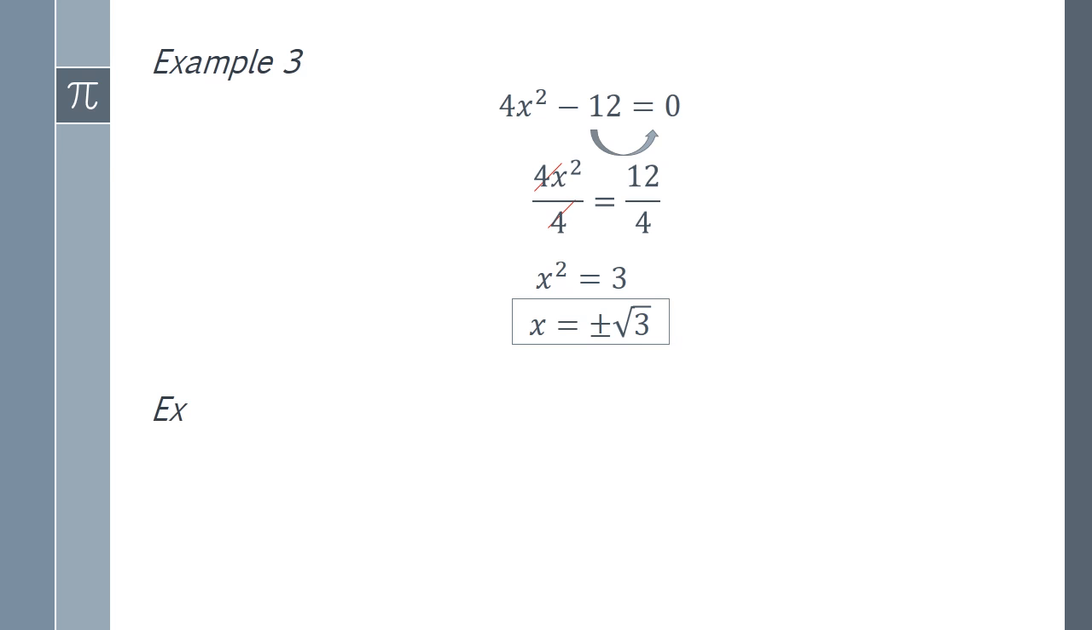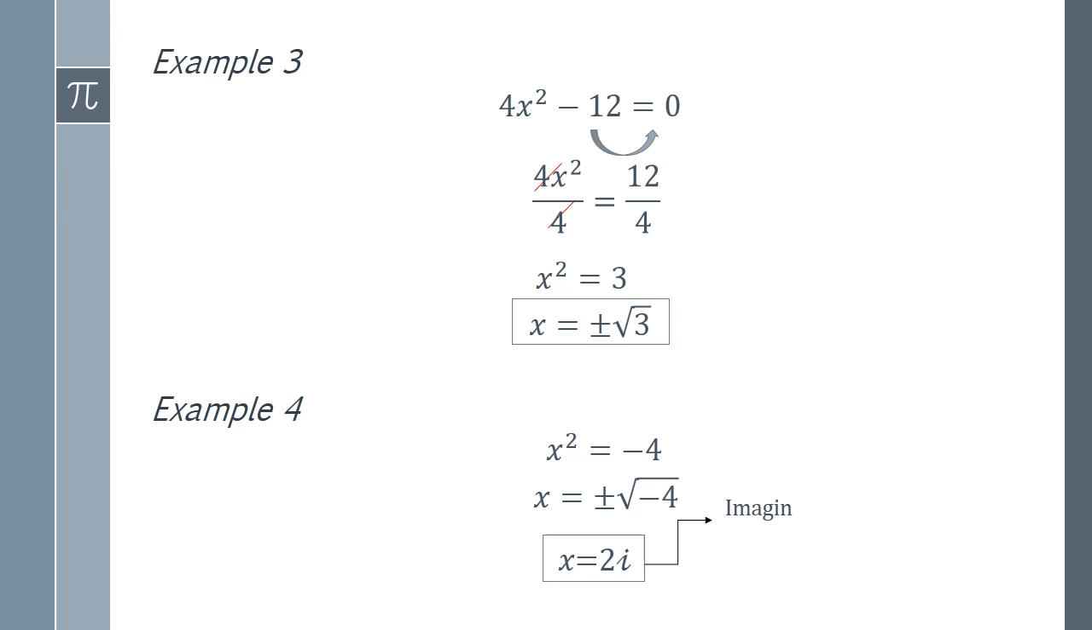For example number 4, we have x squared equals negative 4. Use the square root property, so we get x is equal to the positive or negative square root of negative 4. Since the square root of negative 4 is not a real number, the equation has no real number solutions. So x is equal to plus or minus 2i, meaning an imaginary number.